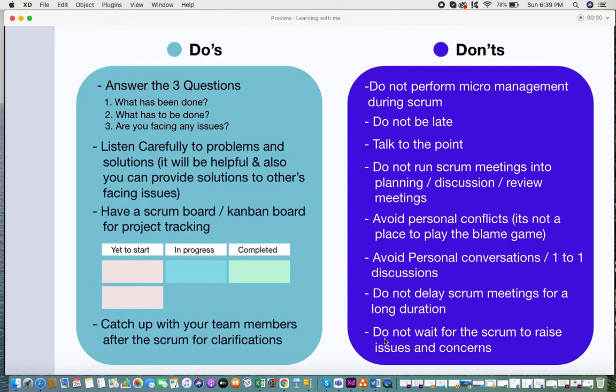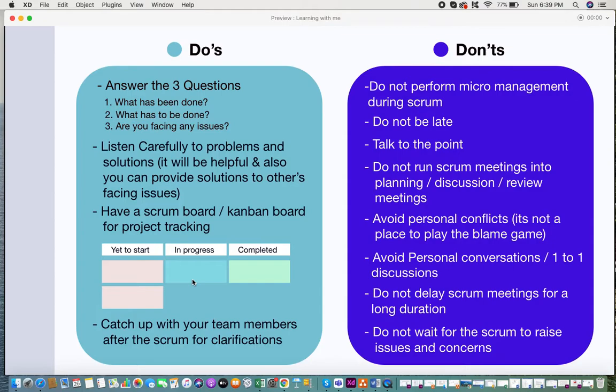Next one is have a Scrum board or a Kanban board for project tracking. So it's usually the Scrum Master who should have this, which will have the sprint backlog tasks, issues, etc. A Kanban board actually consists of different lanes which represent the status of tasks or entities. Basically these are the three lanes that you would have: yet to start, in progress, and completed, but you can always customize your Kanban board for separate lanes.